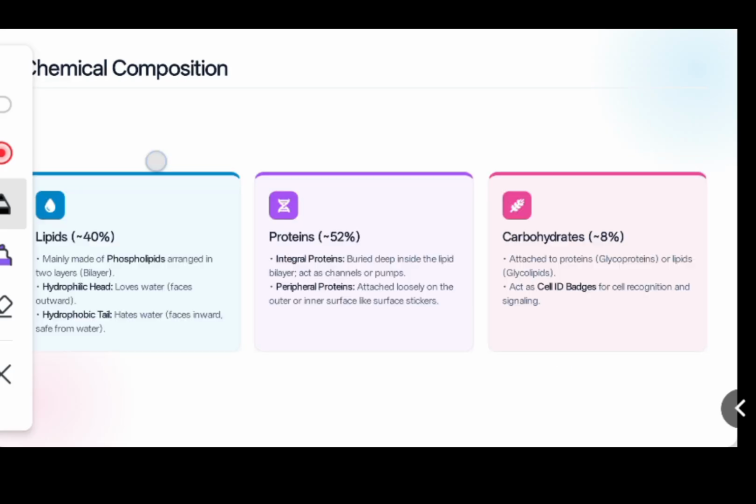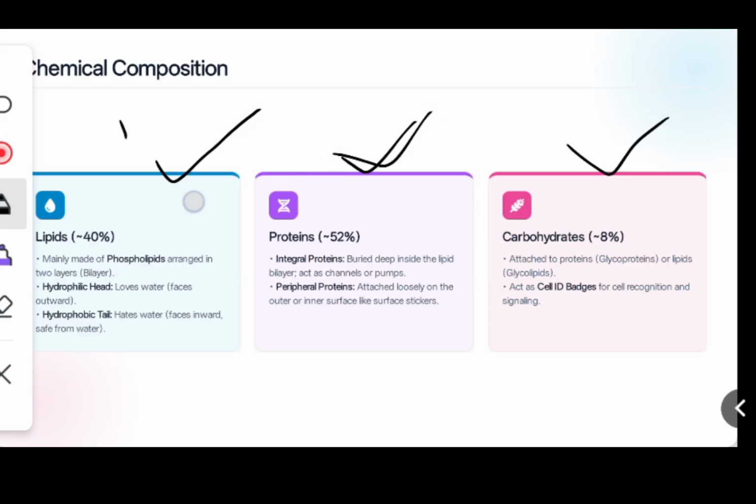And then, the chemical composition of the plasma membrane. Number one is lipids, number two is proteins, and number three is carbohydrates. Number one, lipids. Lipids are the main important composition of the plasma membrane. It contains a greater proportion compared to the proteins.